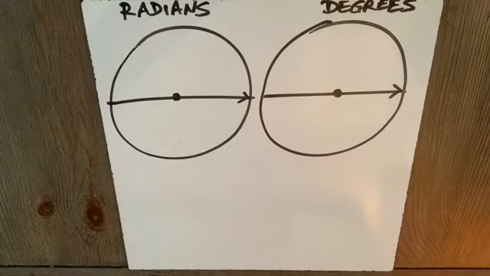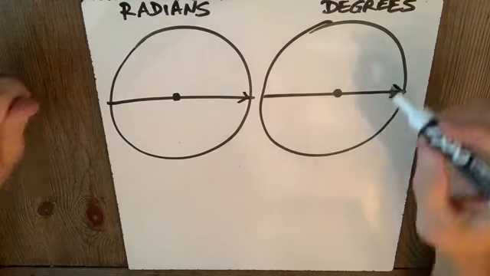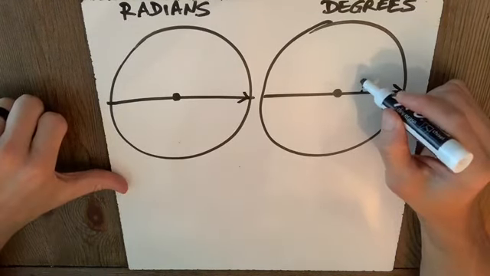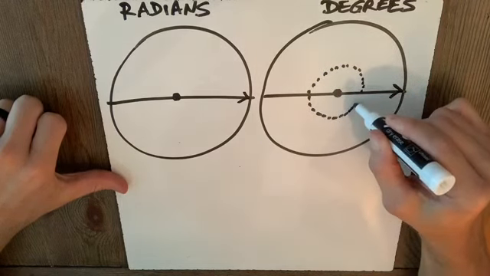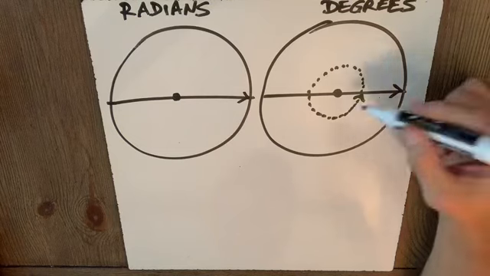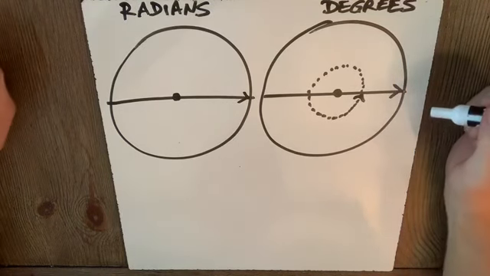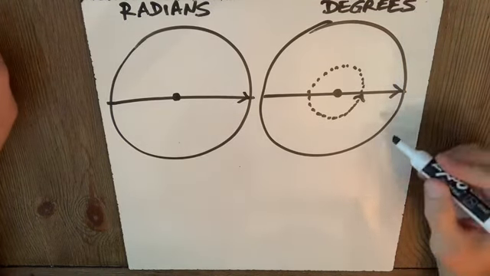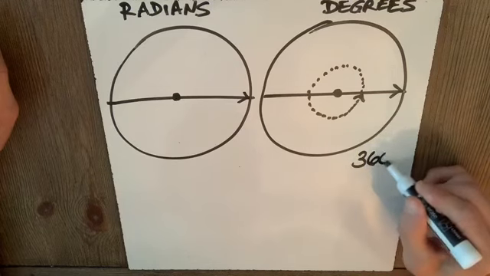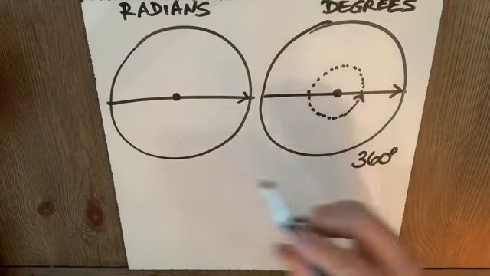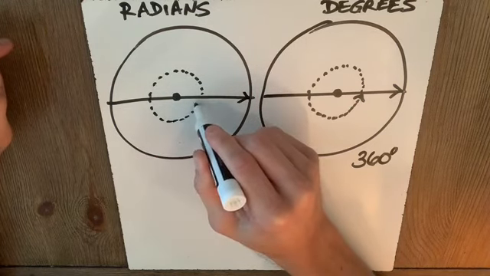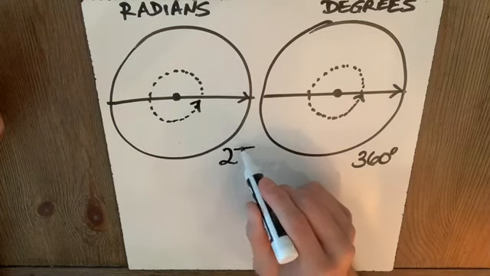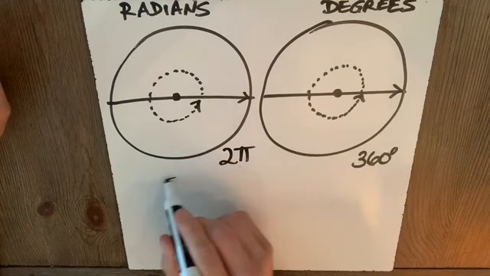Let's compare measuring an angle in radians and degrees. Well, hopefully you know that if I'm going counterclockwise here, that's a positive angle, and both my initial side and my terminal side are the same. So I go all the way around the circle. I've gone 360 degrees. If I do the same angle in radians as we just saw, that's going to be 2 pi radians.